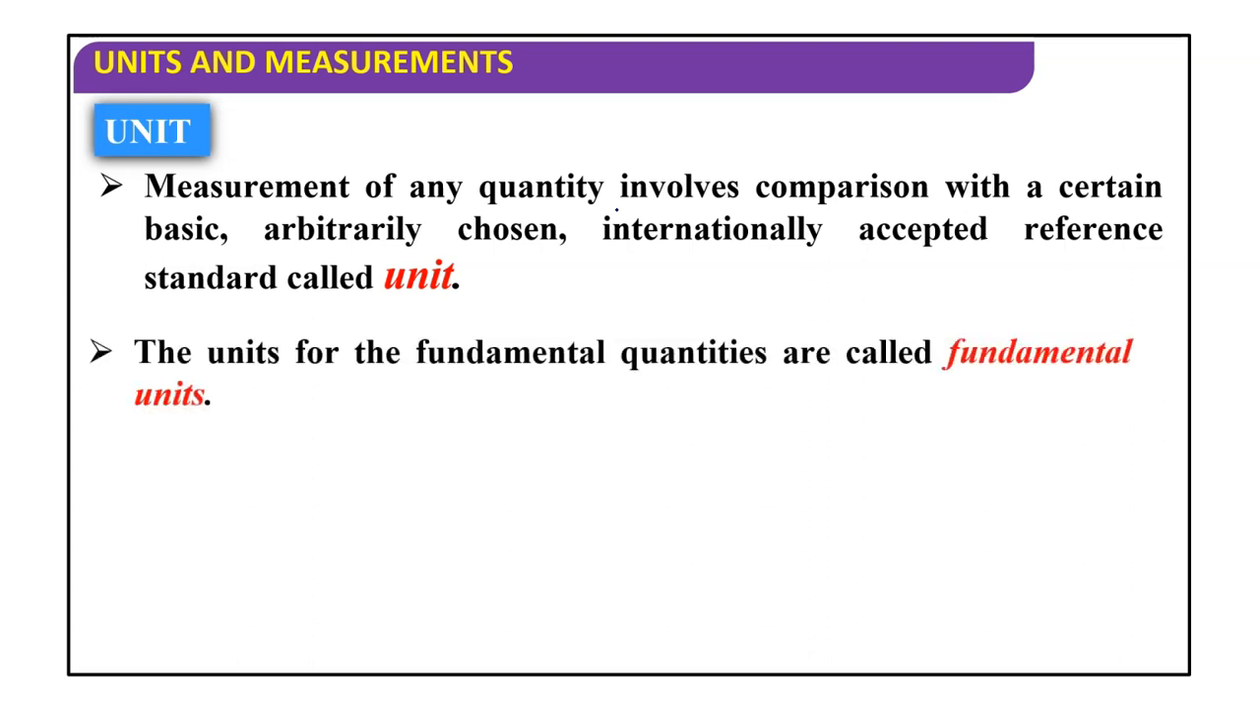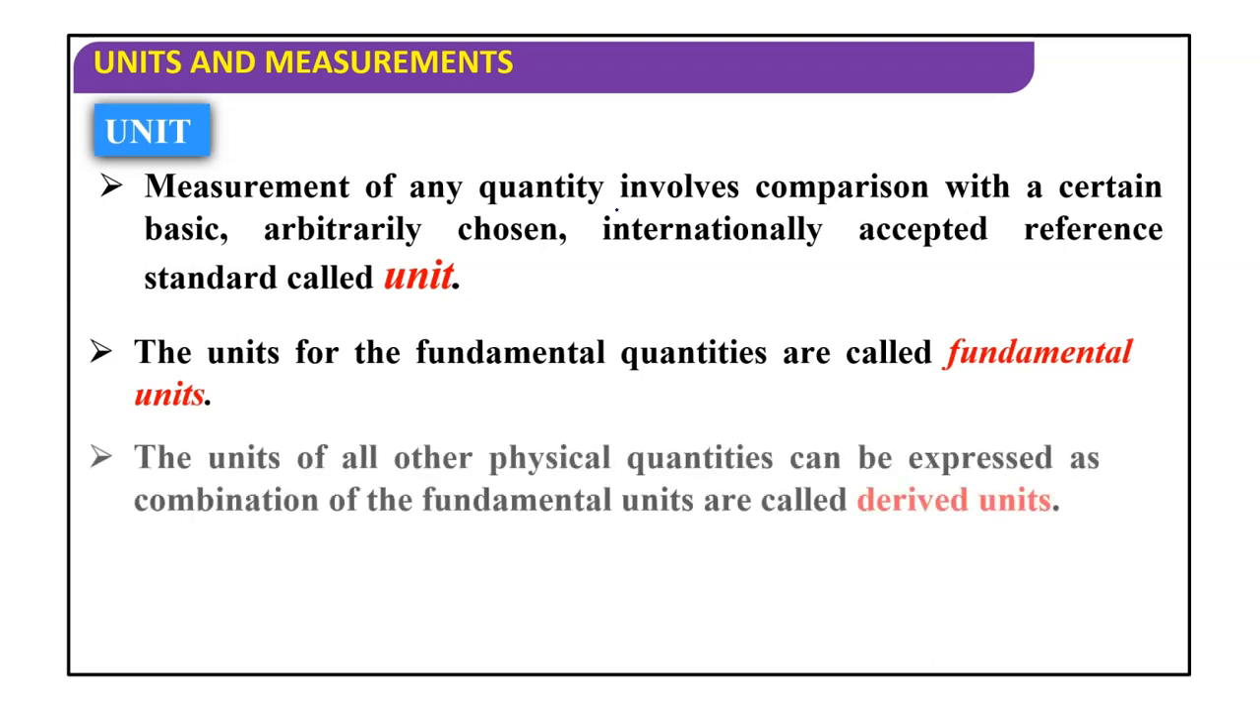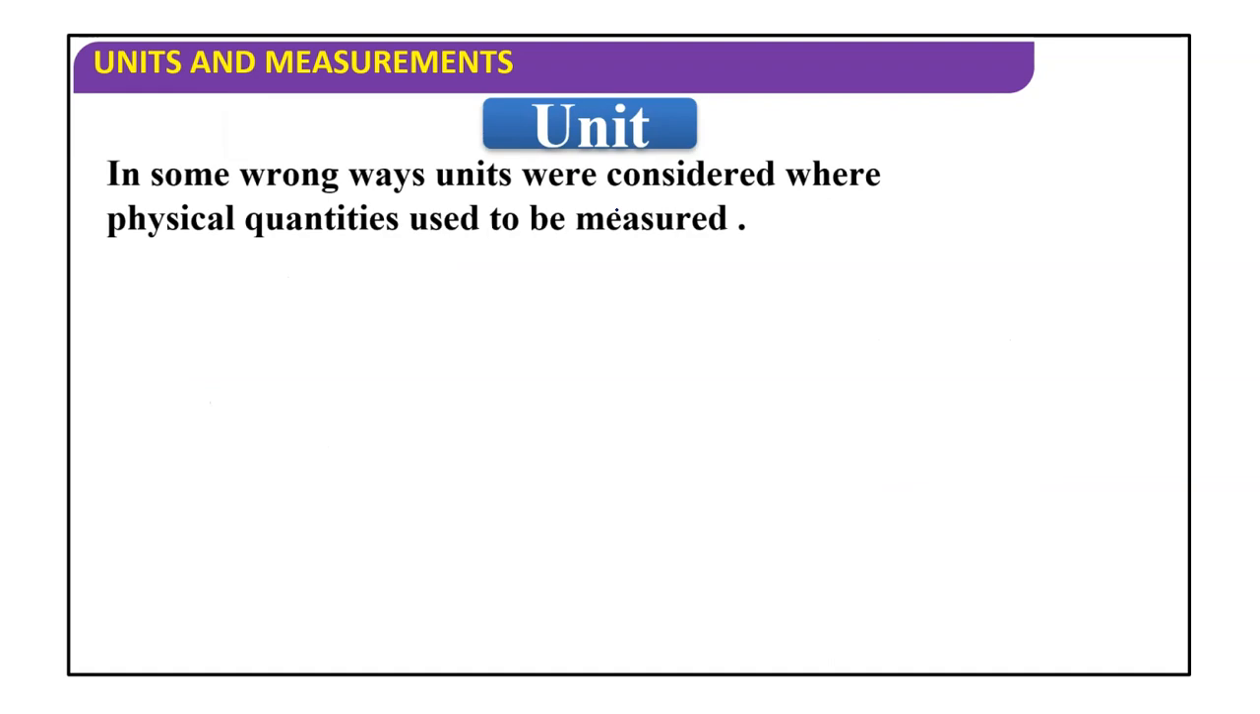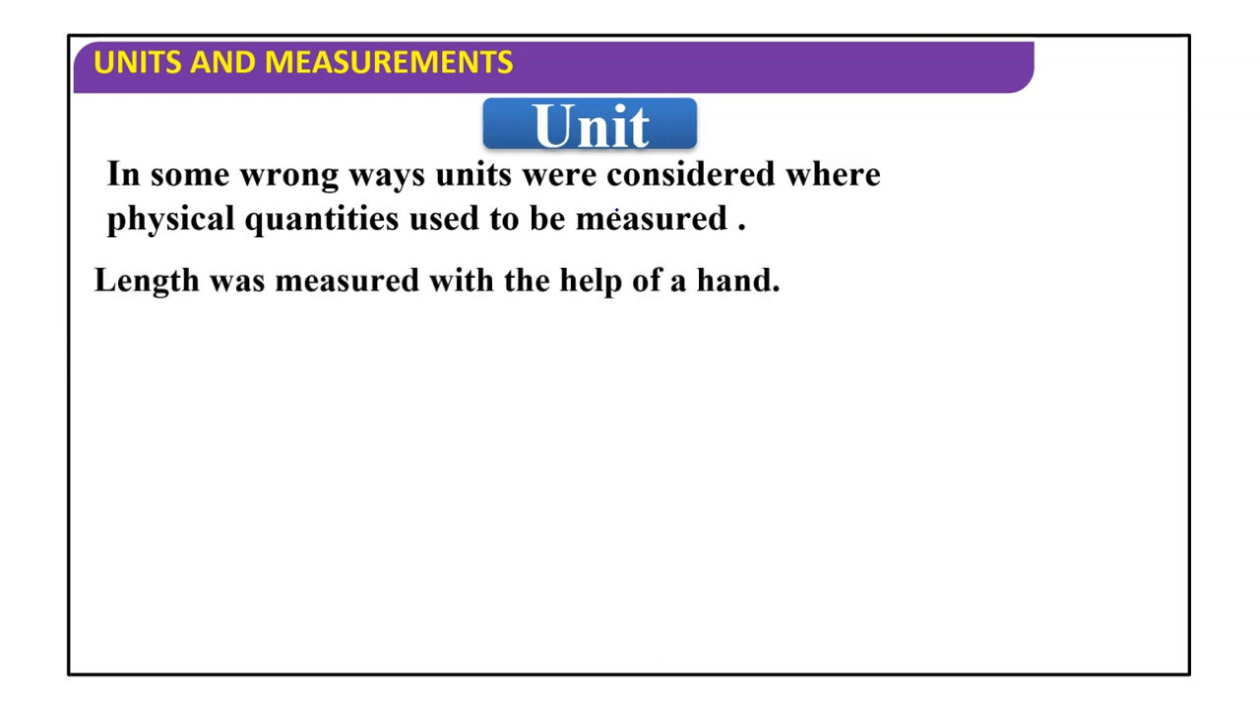So units of fundamental quantities are called fundamental units, and the units of all the physical quantities can be expressed as a combination of the fundamental units, which are called derived units. Simply, derived units are found from the fundamental units, and fundamental units and derived units are the parts of physical units. Understand, students?